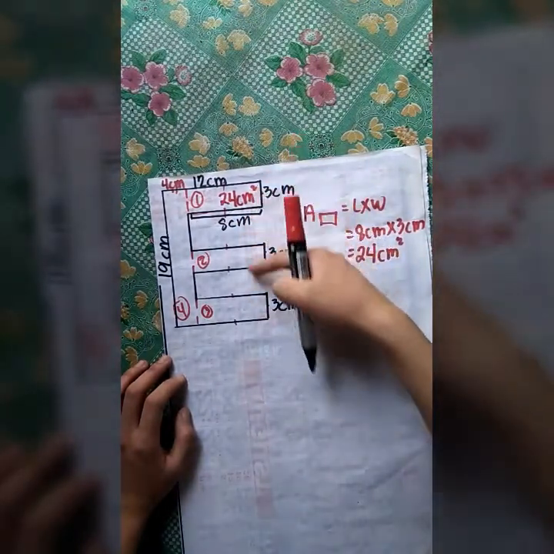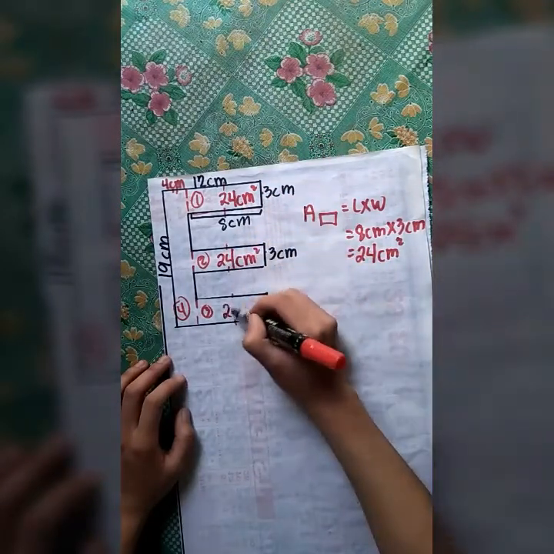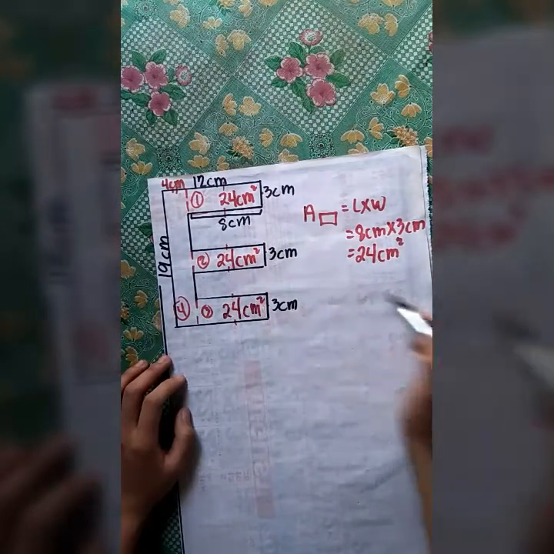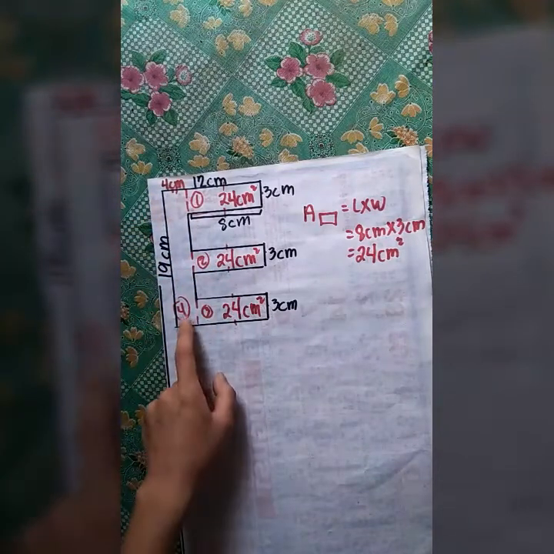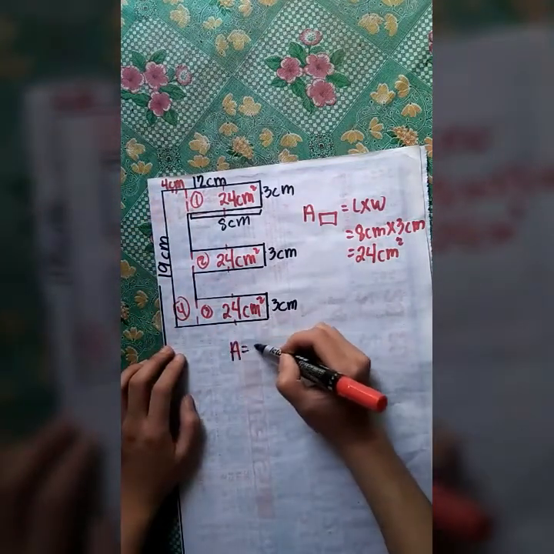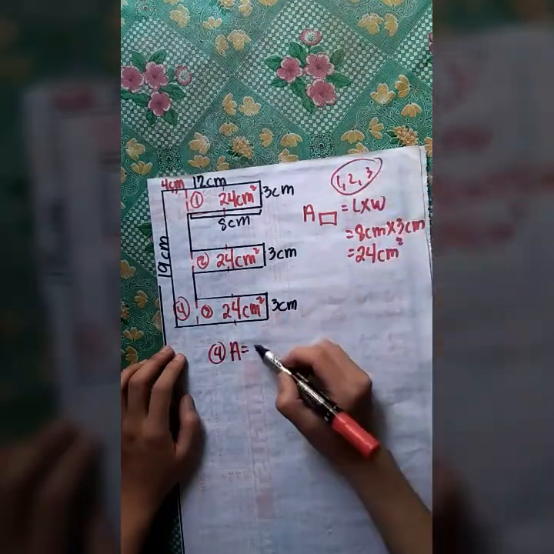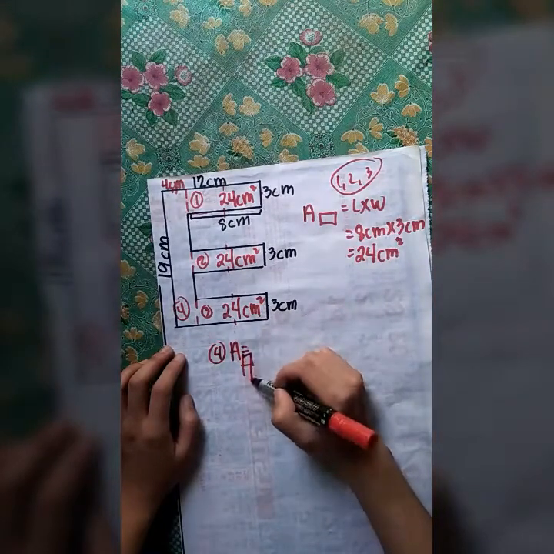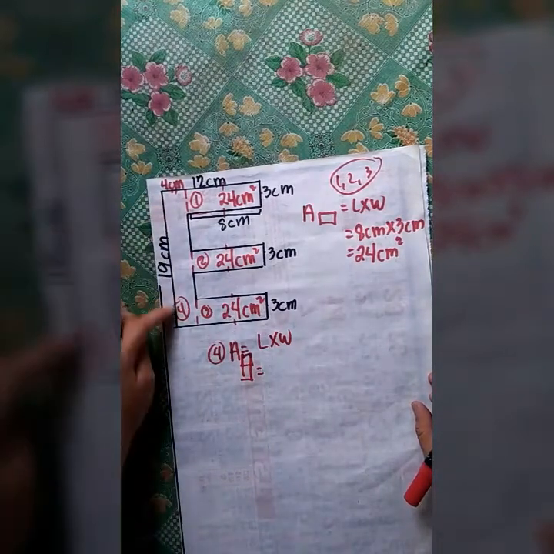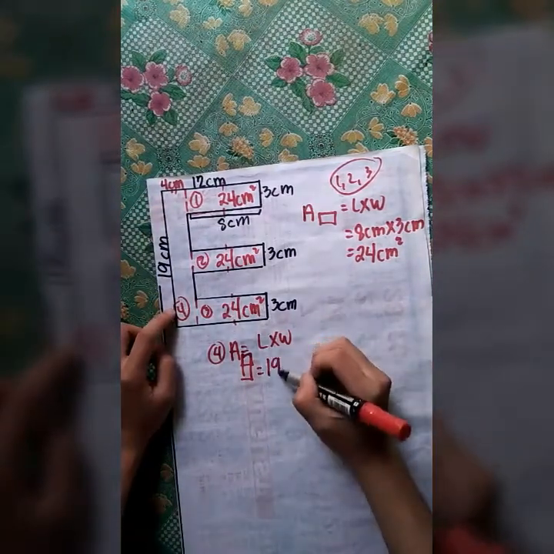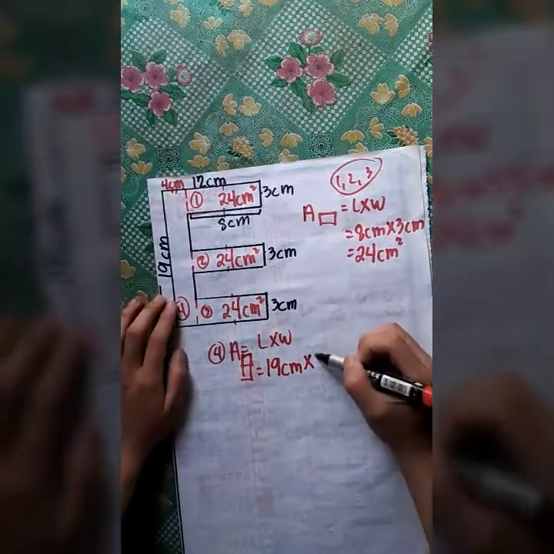Since they are just identicals, therefore we can say that this also measures 24 centimeters squared, and same true with this. Now we are done solving for the figure 1, 2, and 3. Lastly, solve for the area of figure 4. This is 1, 2, and 3. It's obviously a rectangle, so that's length times width. Our length is 19 centimeter. Multiply it to the width, which is 4 centimeter.